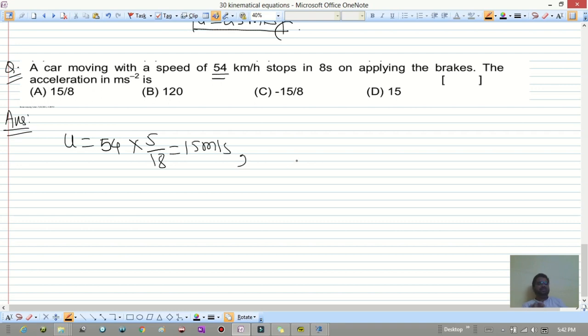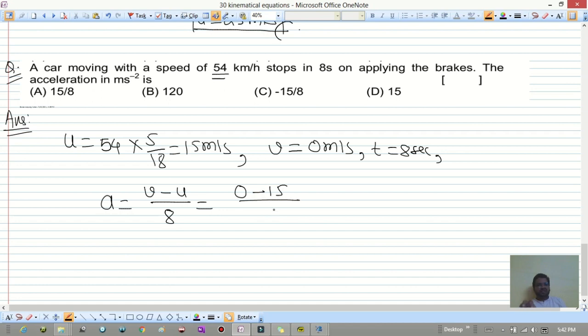So this is the initial speed. It stops in 8 seconds. What is the final velocity then? 0 meter per second. In what time? t is equal to 8 seconds. What is the acceleration? Acceleration is (v minus u) divided by t. What is v? 0. What is u? 15. So 0 minus 15 divided by time 8, which is equal to minus 15 by 8 meter per second squared.